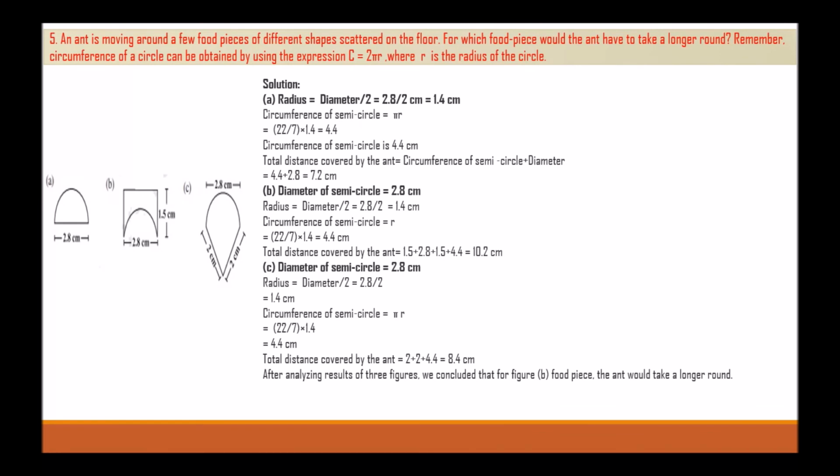Third one, radius equals 1.4 centimeter. Circumference of circle is 2 pi r, that is 2 into 22 upon 7 into 1.4. We will get 8.8 centimeter. Total distance covered by the ant equals 2 plus 2 plus 4.4. So 8.4 centimeter. After analyzing the results of the three figures, we concluded that for figure B, the ant will take a longer round.